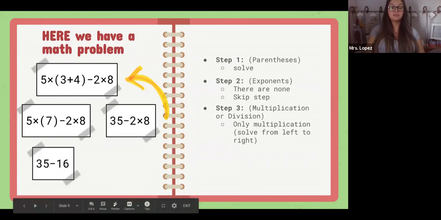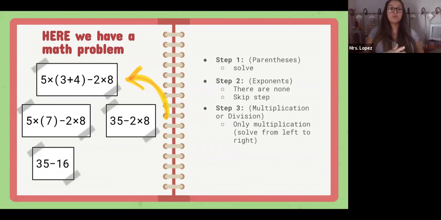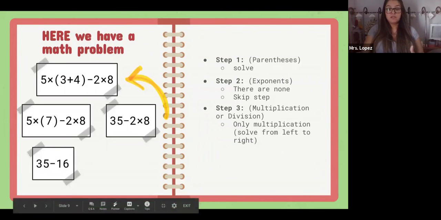And then we did the multiplication in this problem, and so I rewrote it, and I should now have 35 minus 16. When you're doing order of operations, these steps and the problem are going to be longer, so you need to write down each step that you do and rewrite each expression as you're doing those steps. So then we're done with step 3.